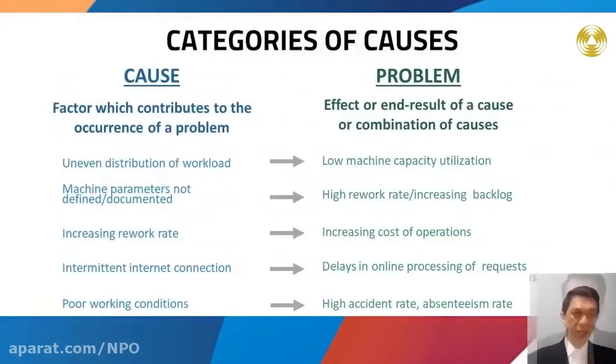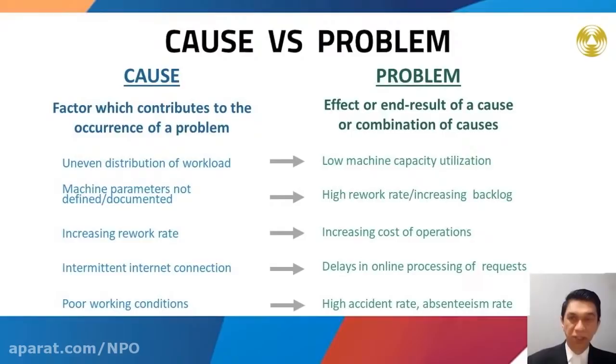This slide shows you examples of a probable cause that led to the problem. So a problem is the effect or the end result of a cause, while a cause is a factor which contributes to the occurrence of a problem. Example, low machine capacity utilization. Why? Because of an uneven distribution of workload. More people were assigned, let's say, to the filling machine, when in fact, the bottleneck operation is on the wraparound machine, which caused imbalance in the workload and not using the line capacity to its fullest.